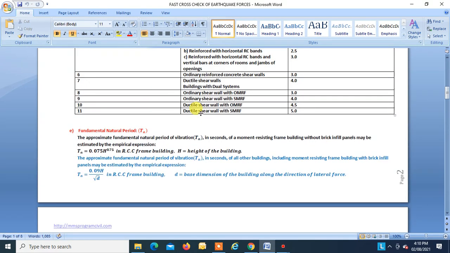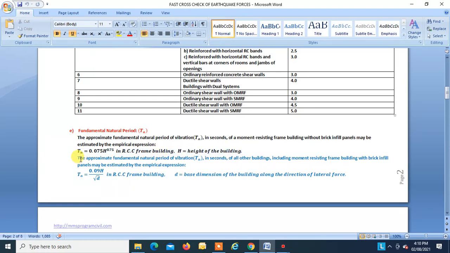Now, fundamental natural period. The approximate fundamental natural period of vibration in seconds of a moment resisting frame building without brick infill panels may be estimated by the empirical expression Ta is equal to 0.075 h raised to 0.75 for an RCC frame building, where h is the height.